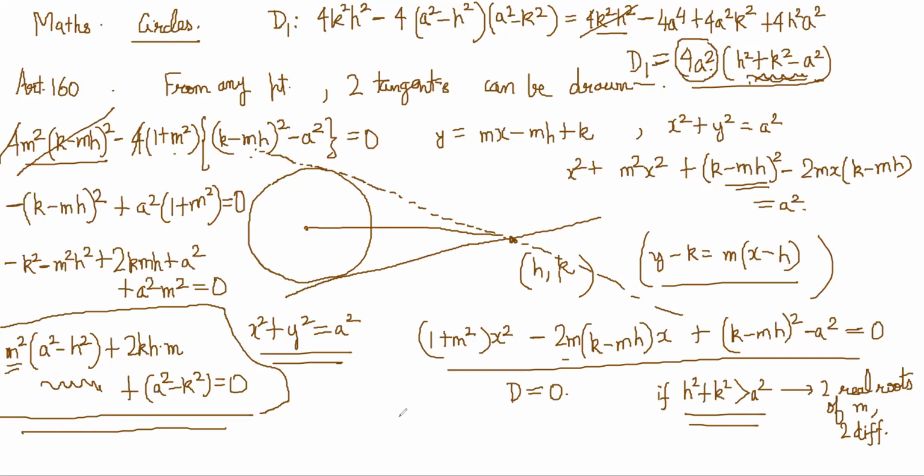If the point is on the circle, then the discriminant becomes 0, so we get only 1 real root for m, only 1 tangent. And if the point is inside the circle, less than a square, we get 0 real roots for m. So no tangent is possible if your point is inside the circle.